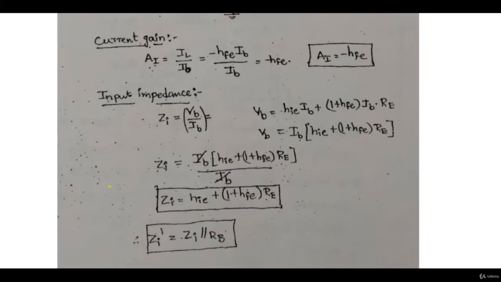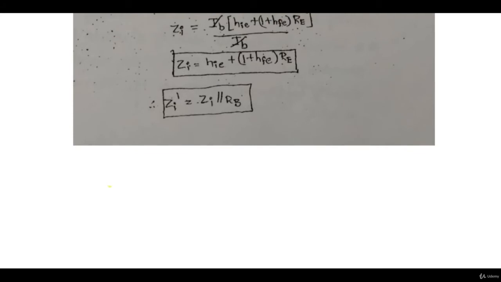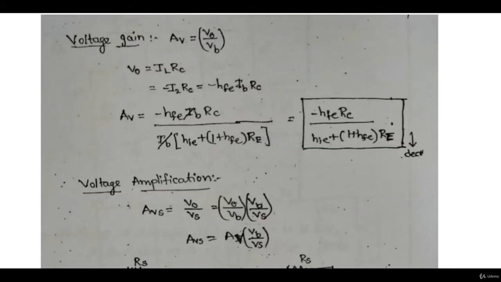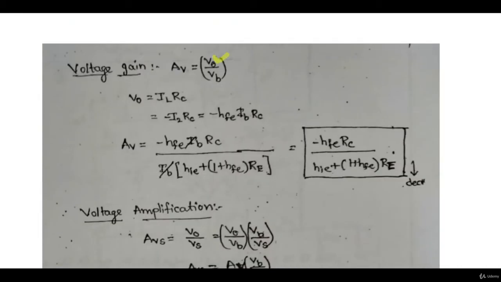Then we can calculate the next parameter, which is the internal voltage gain, V0 by VB. VB we have calculated in the input impedance, that is IB HIE plus 1 plus HFE RE, and V0 is minus HFE IB RC. So AV will be minus HFE RC divided by HIE plus 1 plus HFE RE. It decreased actually because of this factor RE, since you included it.